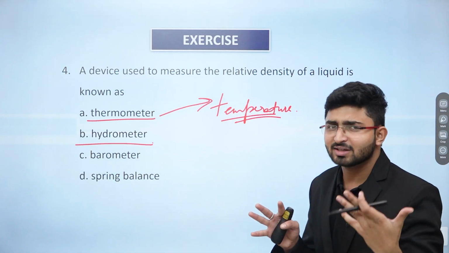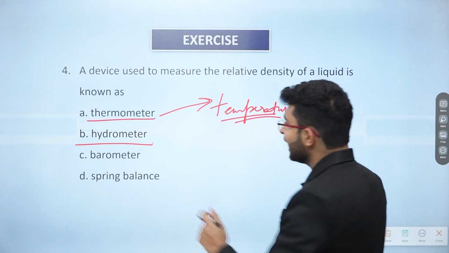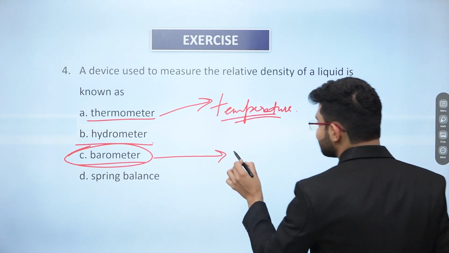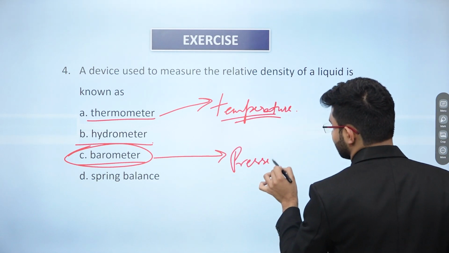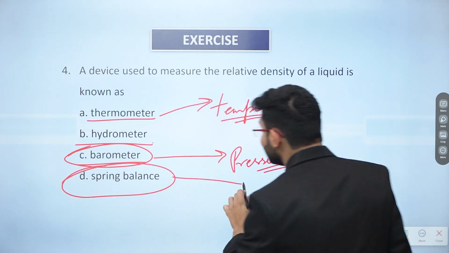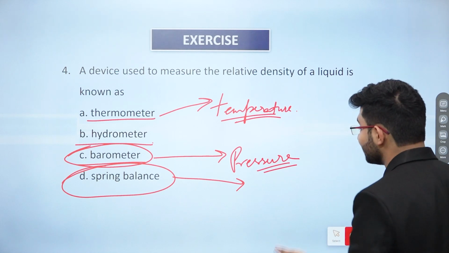This is something we have studied, right? So we are considering it after the other options. Let's just talk about barometer. A barometer is going to measure the pressure, atmospheric pressure, right? Then we have spring balance, and if you remember, a spring balance is going to measure the mass.